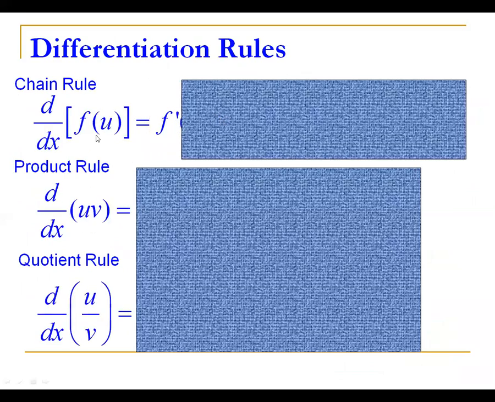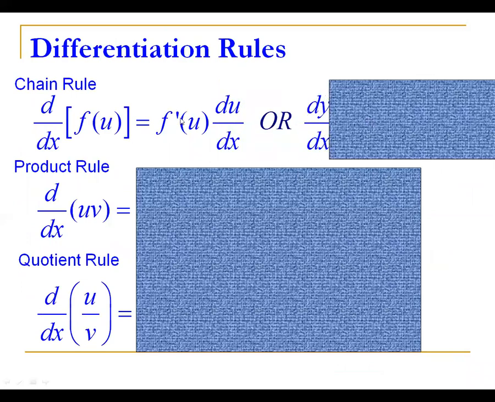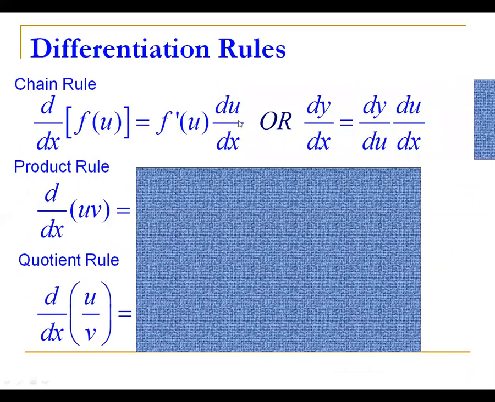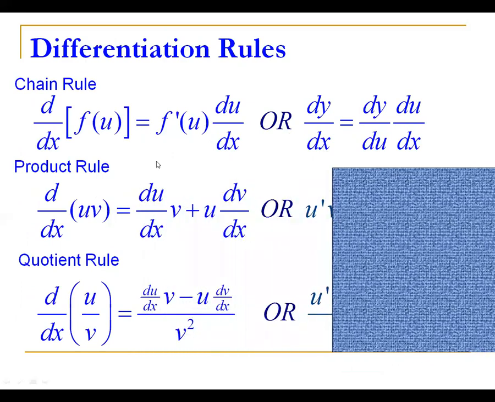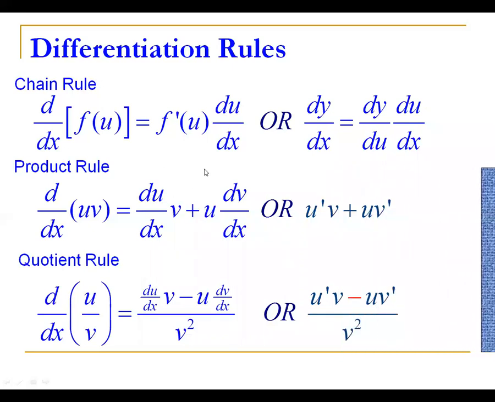So if you have f of u, it's the derivative of the outside with the inside still there, times the derivative of the inside. Or if you have dy/dx, it's dy/du times du/dx. Derivative of y with respect to u, which would be this part, times the derivative of u with respect to x, right there. Product rule, uv: it's the derivative of the first times the second, plus the second, or the first, times the derivative of the second.